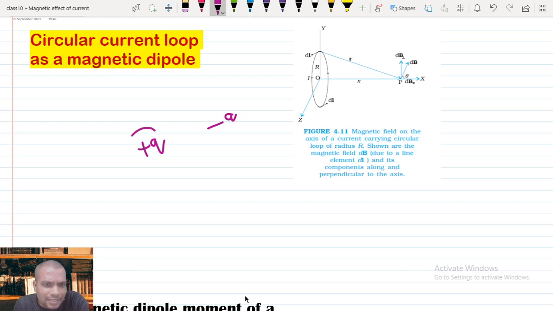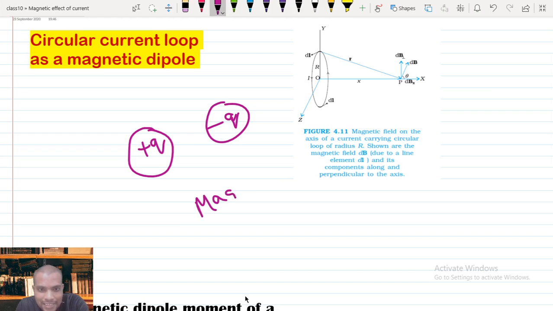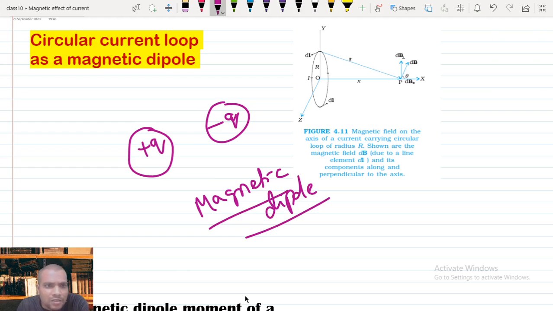In electricity, the charge is the elementary, very basic unit, but when it comes to magnetism, it is straight away a magnetic dipole. There is no magnetic monopole. To find a magnetic dipole, we learned that a current carrying loop acts like a magnetic dipole.